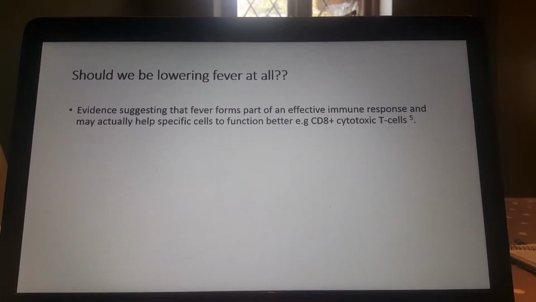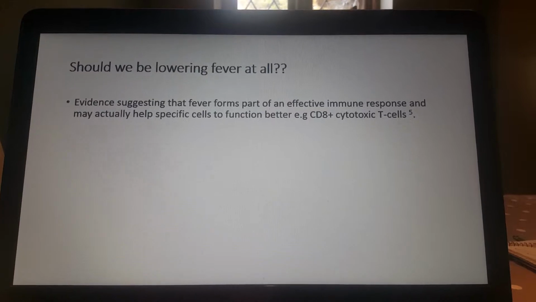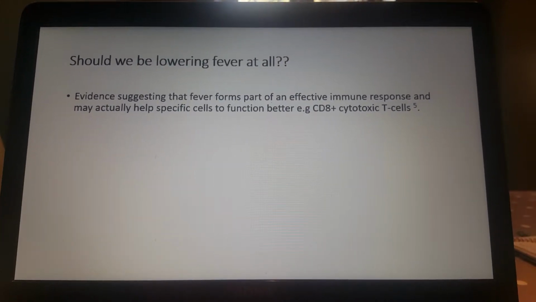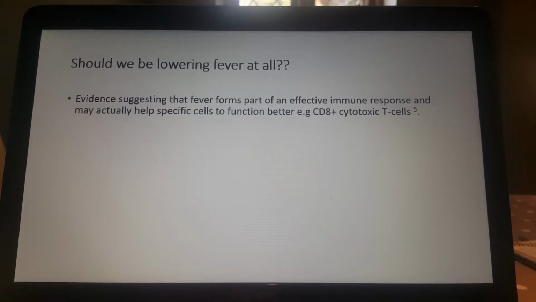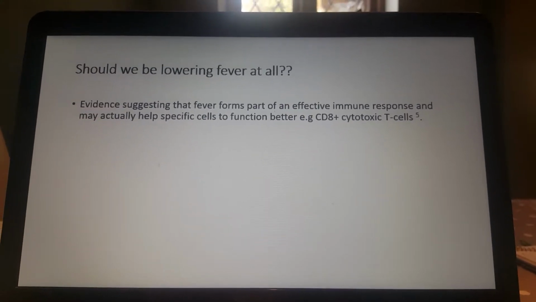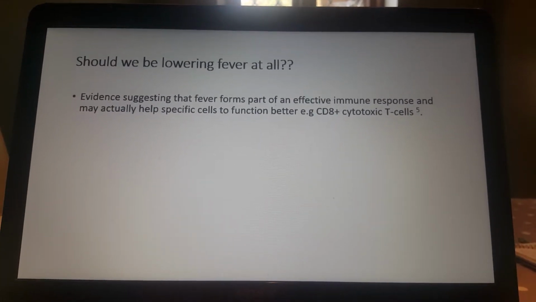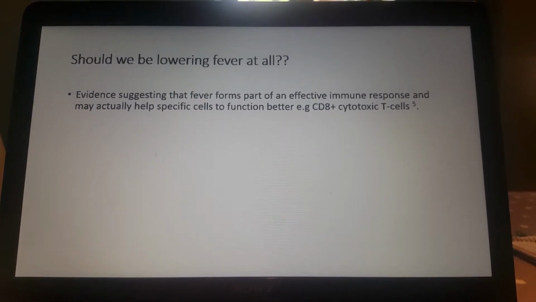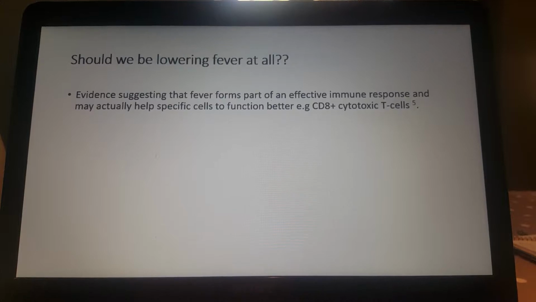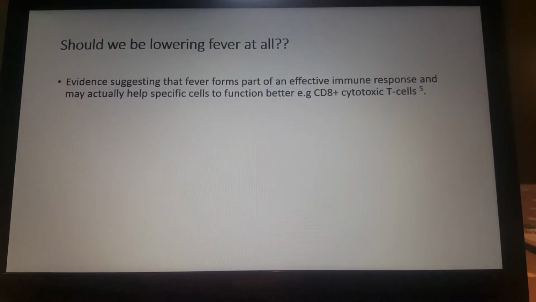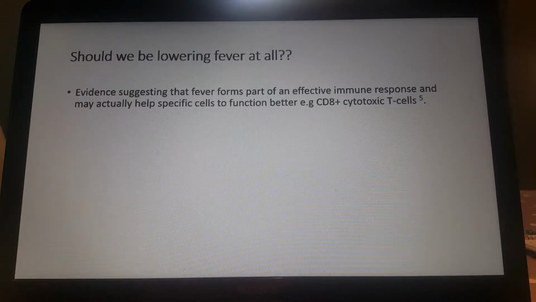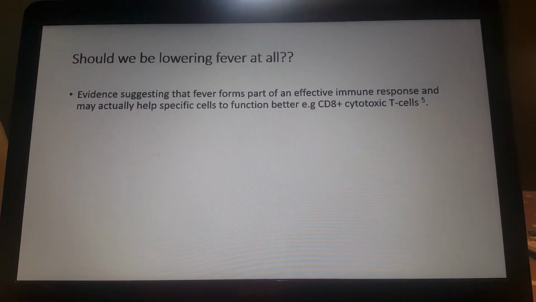It's also important to consider whether we should be lowering fever at all, as there is emerging evidence that fever itself forms part of our effective immune response and may actually help our specific immune cells to function better. In particular, CD8 plus cytotoxic T cells have been widely studied. And so the question is whether we should be promoting antipyretic use in mild to moderate fever in particular.